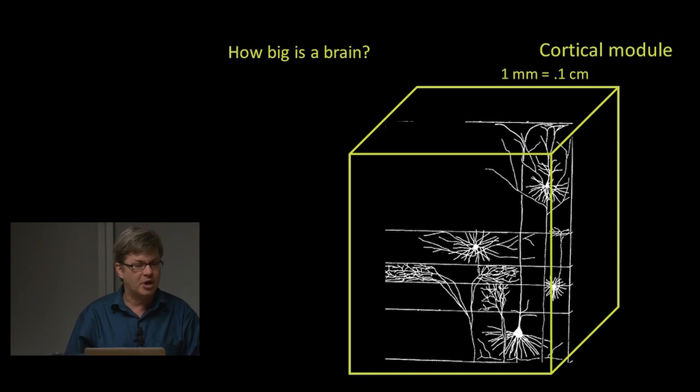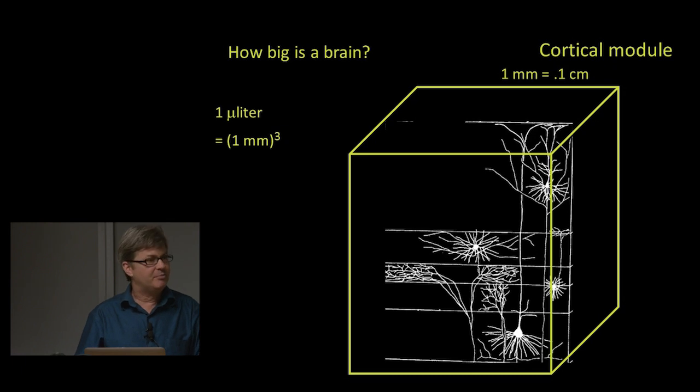I'll call it a cortical module, and I'll just define it in the mouse as a cubic millimeter. So a cube, 1 millimeter on the side, a tenth of a centimeter. In terms of volume, that's a microliter. It's the tiniest drop you can imagine, or a very small drop. It's 1 millimeter cubed.